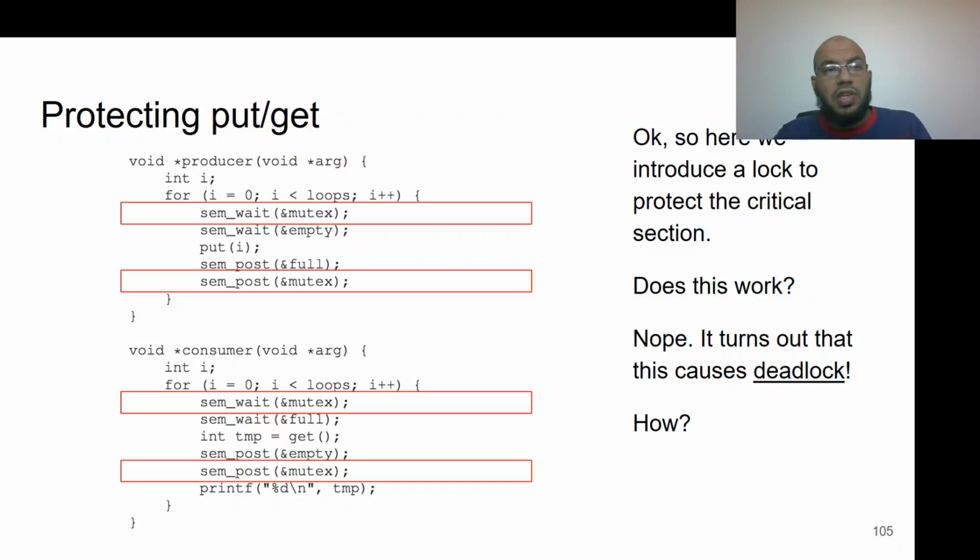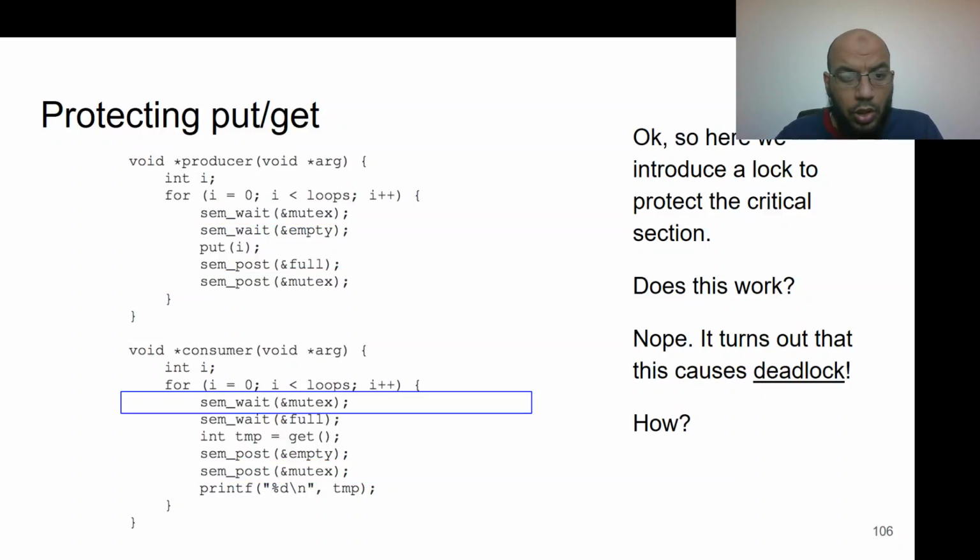So this might be a solution where you add a mutex, you wait on a mutex, basically instead of waiting on full in the producer. So does this work? No, it will not. Let us look at what would happen.